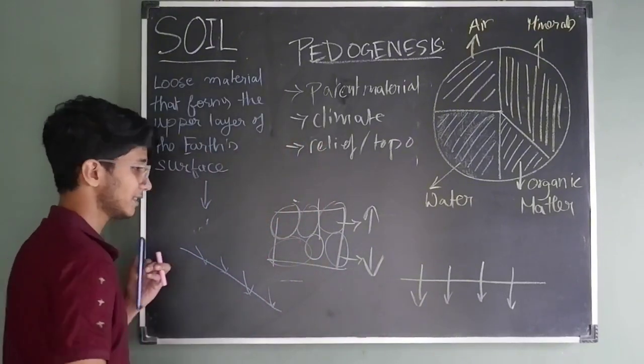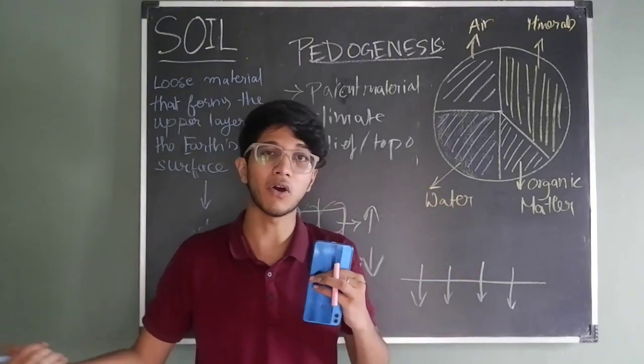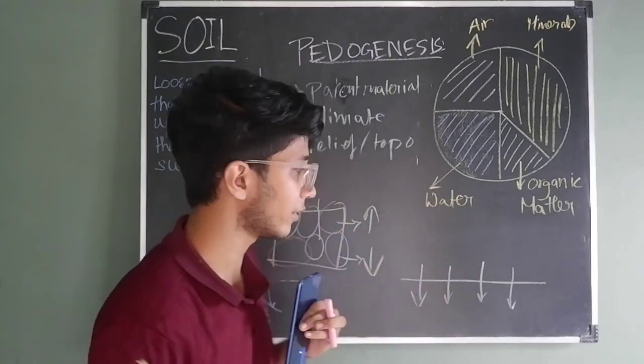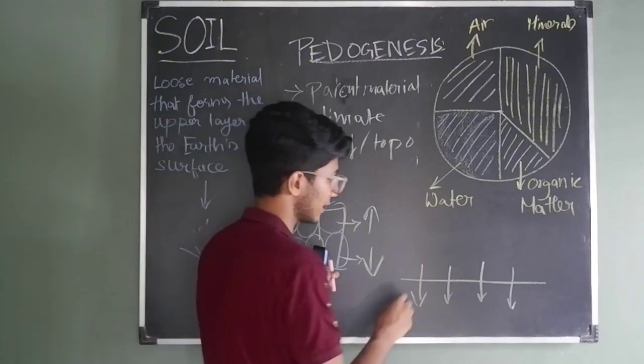Okay, the next is time. Time is an important factor because soil takes a long period of time to form. And the last but not the least, living organisms. How are living organisms important?